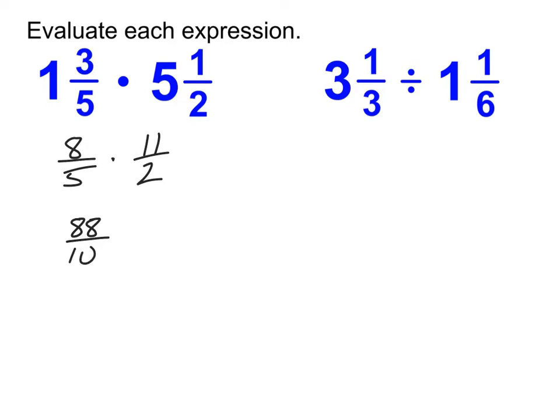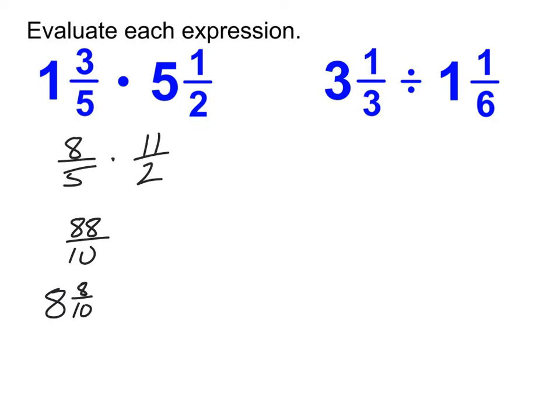Now, the tricky part with this is that I then have to take this and turn it back into a mixed number. Because if I start with mixed numbers, I want to end with a mixed number. Well, I made this one fairly straightforward. I hope so. How many times does 10 go into 8? It goes in 8 whole times. With how many left over? 8 left over. So it's 8 and 8/10.